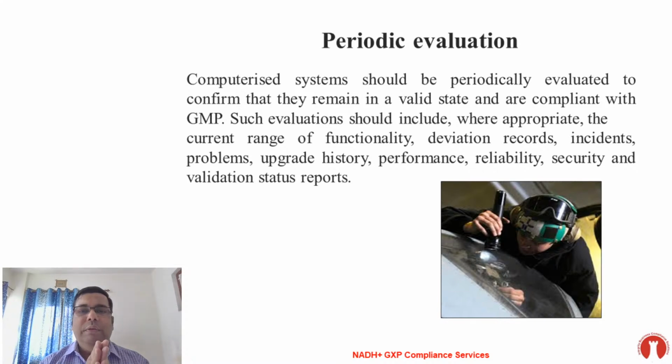Periodic evaluation. This is a requirement of EU GMP Annex 11 again. Computerized systems should be periodically evaluated to confirm that they remain in a valid state and are compliant with GMP. Here I am telling you, many companies are wasting money, time and effort. What they do is, periodic evaluation means simply they will prepare a frequency of once in 3 years or 5 years, whatever. And then what they will do? They will again hire the external agency, waste the money and do the periodic evaluation.